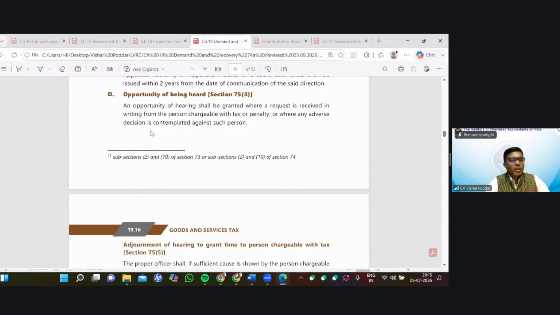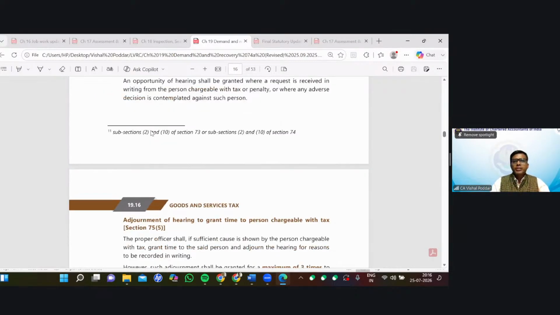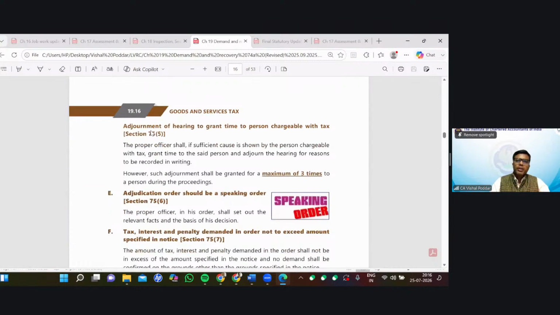Most important, opportunity of being heard. Now again, students, this is the principle of natural justice. So wherever you are required to show cause, it is important on the part of the department to give you a proper opportunity of being heard. If the department is not giving proper opportunity of being heard before passing any decision, and the decision is adverse, that particular decision will become null and void.